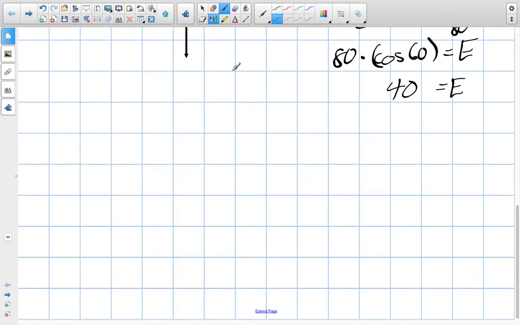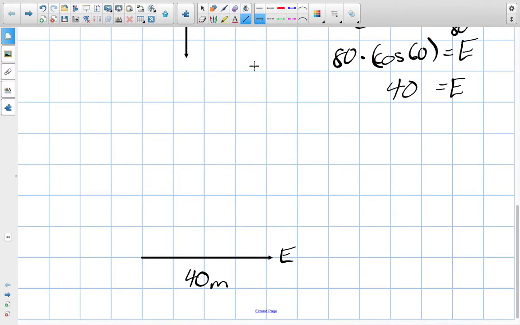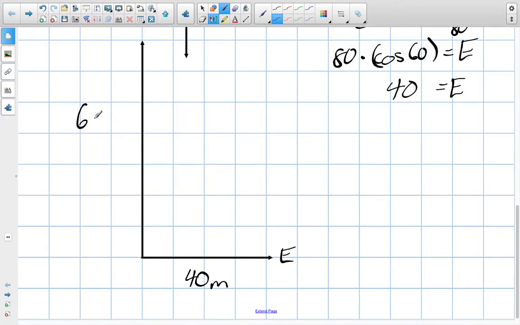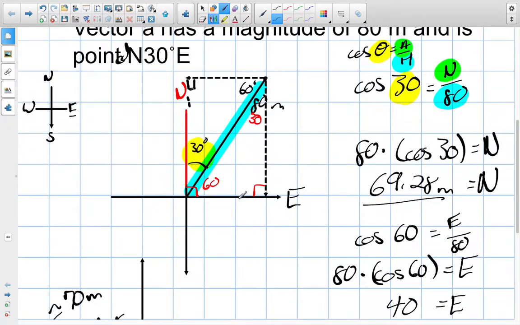So in other words, if we're going to add vectors, I'm going to try to do this to scale as best I can here. 1, 2, 3, 4. We'll say each of those was roughly 10. Our east vector was 40 meters, headed east. And our north vector is roughly 70. It was about 69, so I'm going to say it's around there. It's not bad scale. Say 69.28 meters, approximately 70 meters. If you were to add these two vectors together, we can get our resultant vector.